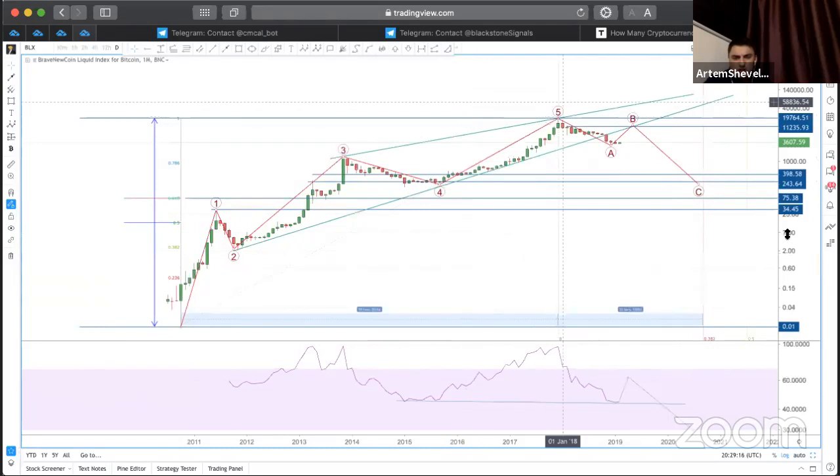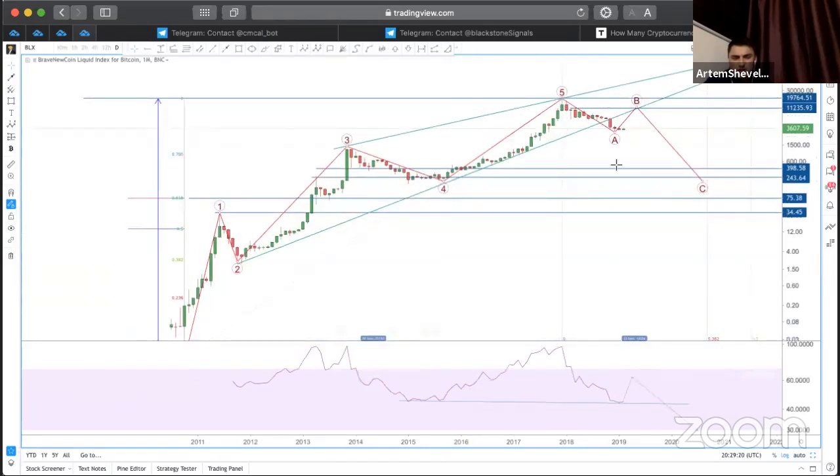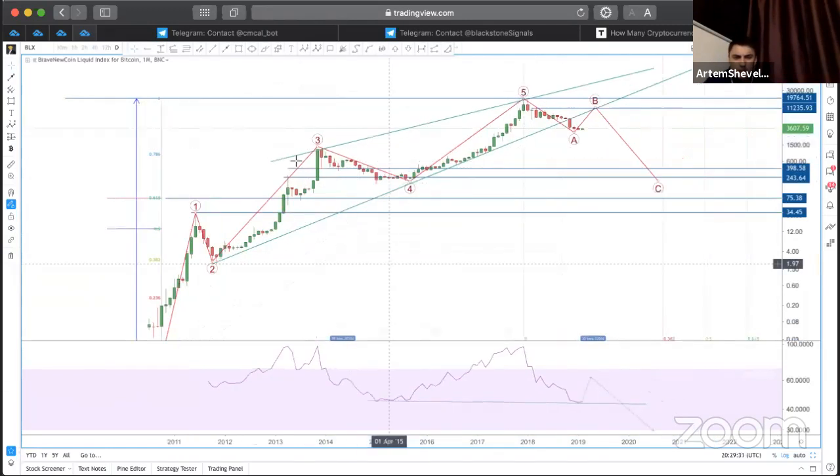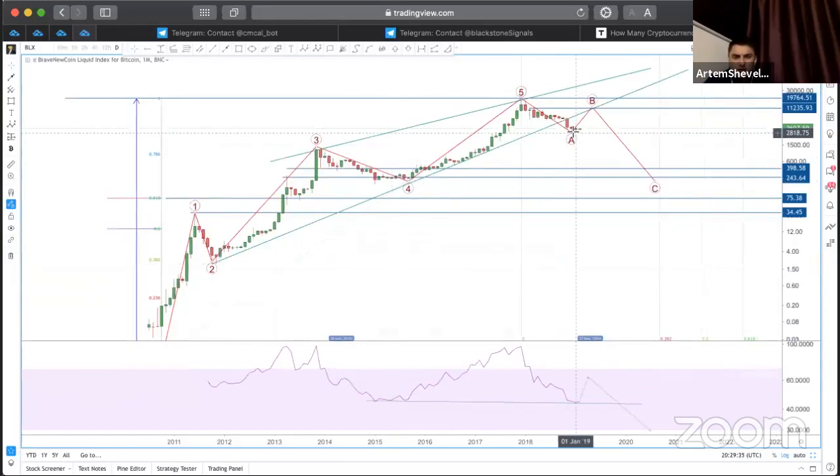See? This rising wedge between the 2, 4, and 3, 5 waves. And we have a breakout from support, right? We have a breakout from this uptrend line, and we are probably going to revisit it.